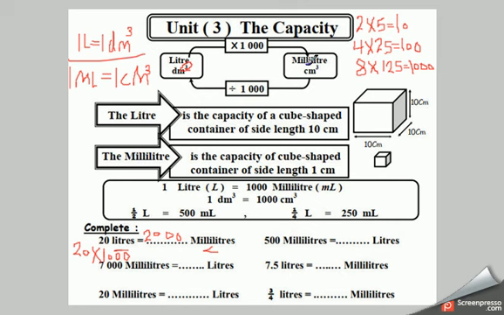500 milliliters equals how many liters? You should divide from milliliters to liters. You should divide it by 1000. How can you do this divide? You can write it as a fraction. Okay, 500 over what? How many milliliters in a liter? Over 1000. Excellent.